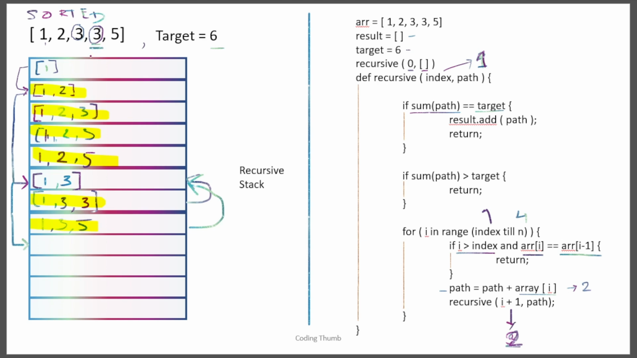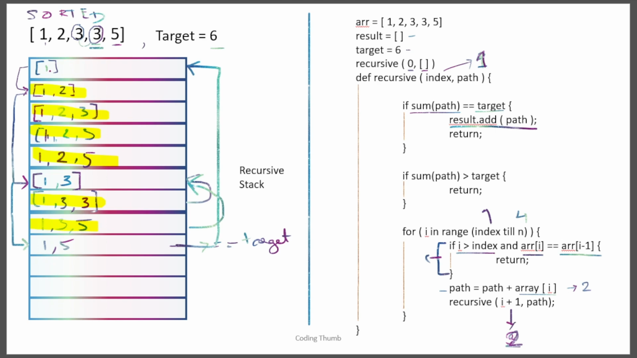Now we can see that we come to this 3 here, and since we have these two values as equal, we skip over it, and this condition helps us in skipping that particular one, and we go to the next element, which is 5. So we do 1, 5, and we see that this is equal to the target. Sum of 1 and 5 is equal to the target, so we add this to our result here, and we return back our call. When you return the call, it goes back to the caller, the first one, which is this.